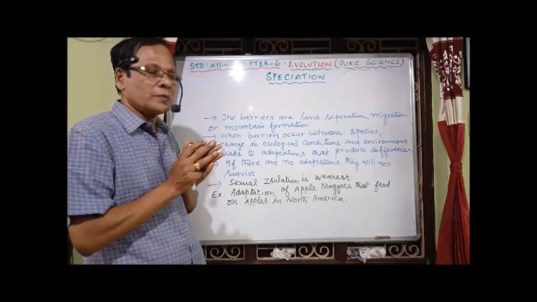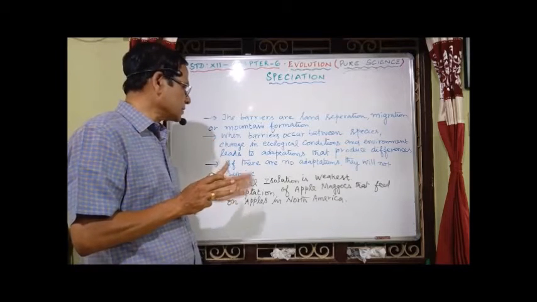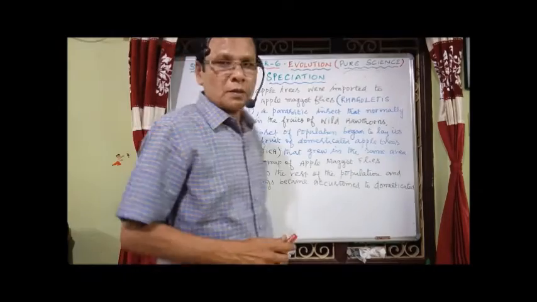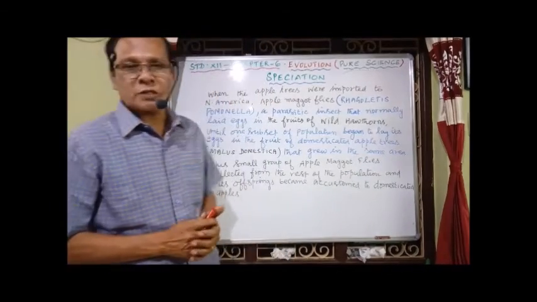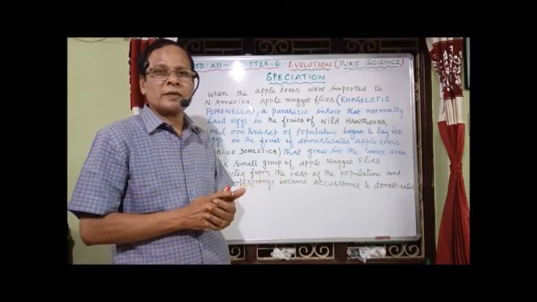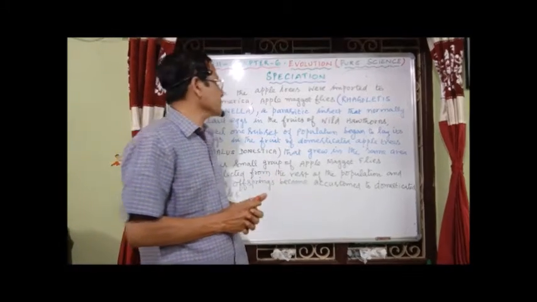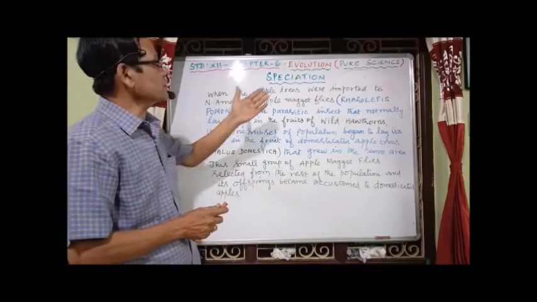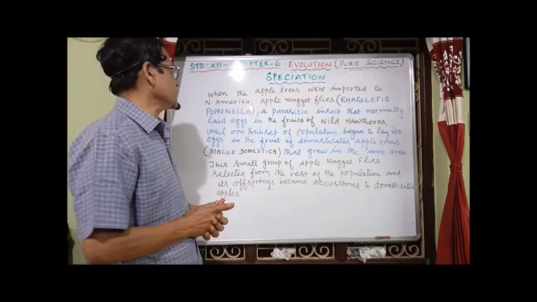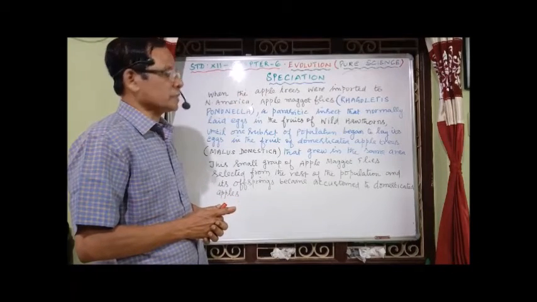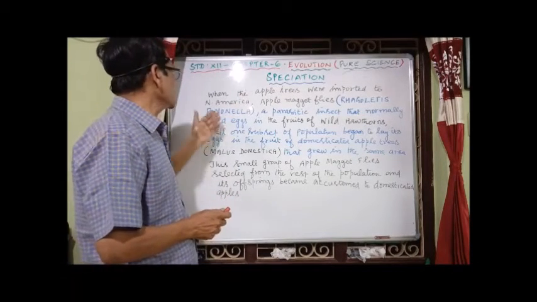So the adaptation of apple maggots that feed on apples in North America is an example of allopatric speciation. Now, the best example for allopatric speciation is the apple maggot flies that feed on apple in North America. When the apple trees were imported to North America, the apple maggot flies, the binomial Rhagoletis pomonella.